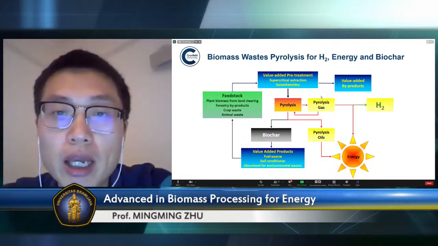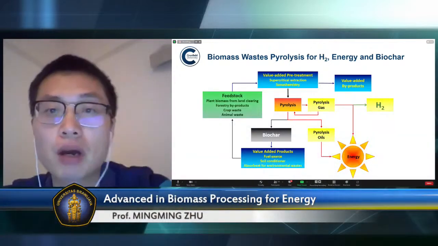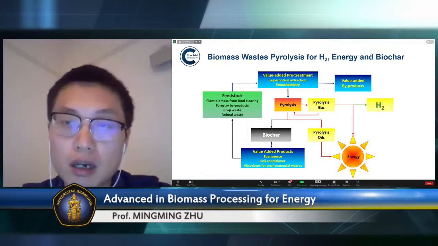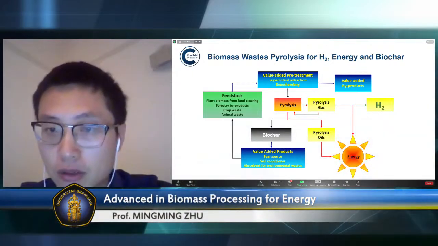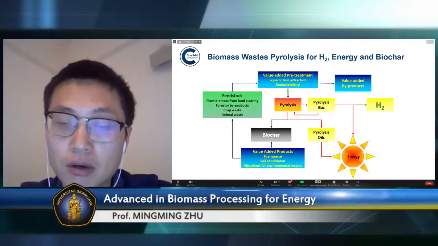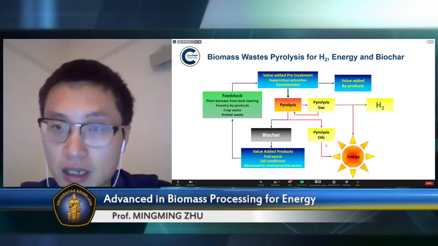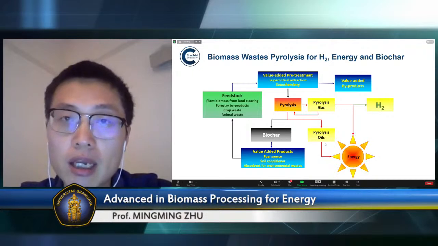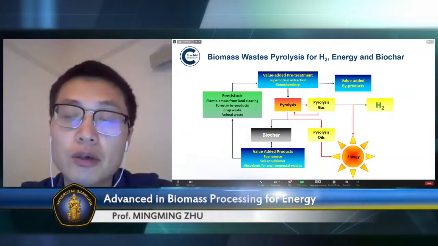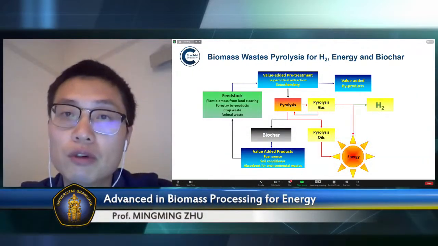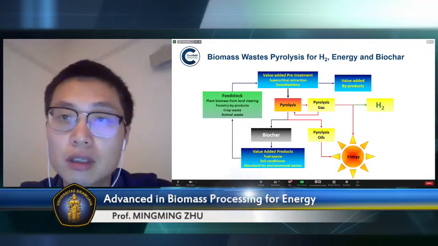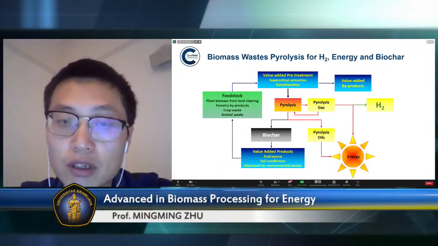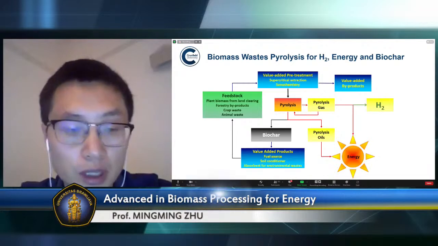So the way to use the pyrolysis gas, what I'm talking about today is hydrogen, but of course you can burn hydrogen or the pyrolysis gas in gas engines for direct heat and power generation. So that's why the whole concept can suit different applications: hydrogen, bioenergy, and if you're chasing biochar, that's all fine.